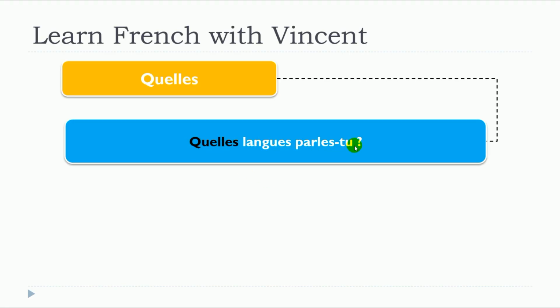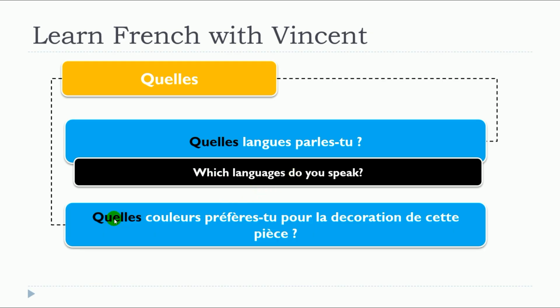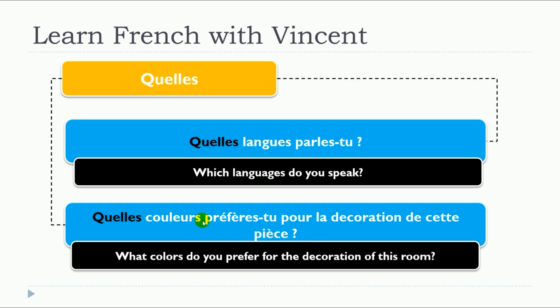Quelle langue parles-tu? Quelle couleur préfères-tu pour la décoration de cette pièce? Oops, here you should have accent aigu on décoration. It's missing, so remember accent aigu. Quelle couleur préfères-tu pour la décoration de cette pièce?